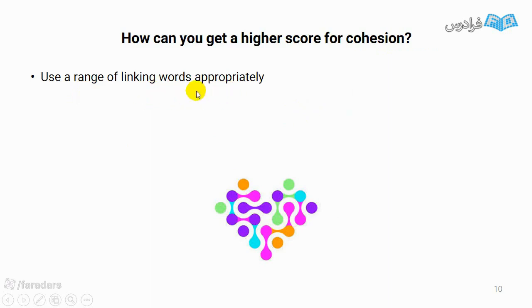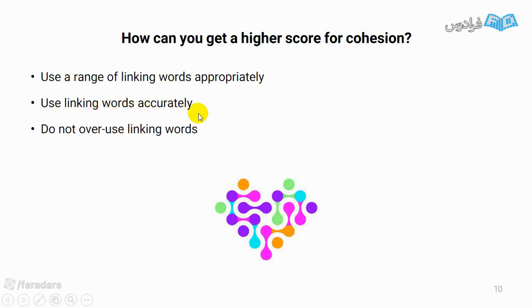Linking words appropriately. Look at these circles. Imagine each circle is a sentence. Look, some of them are connected to each other. These lines are linkers, or linking words. Use linking words accurately and don't overuse linking words.